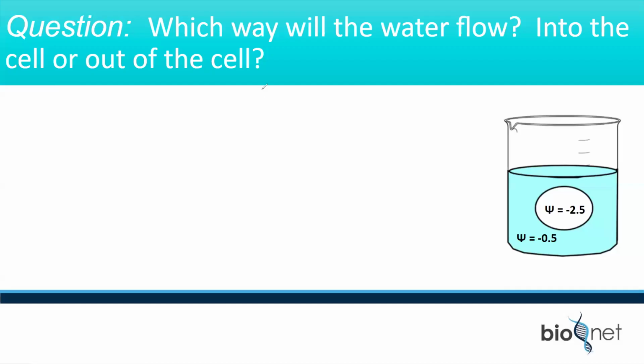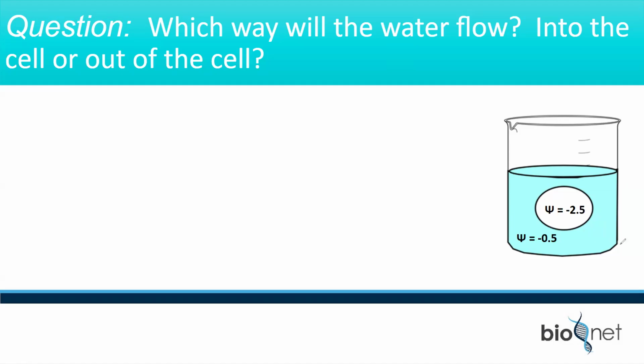All right. We can try to use that basic concept to understand this practice question. First off, we want to know which way will water flow. Is it going to flow into the cell? Is it going to flow out of the cell? I'm just going to give you a couple of hints. One, it's an open container, and the water potentials are already given to you.